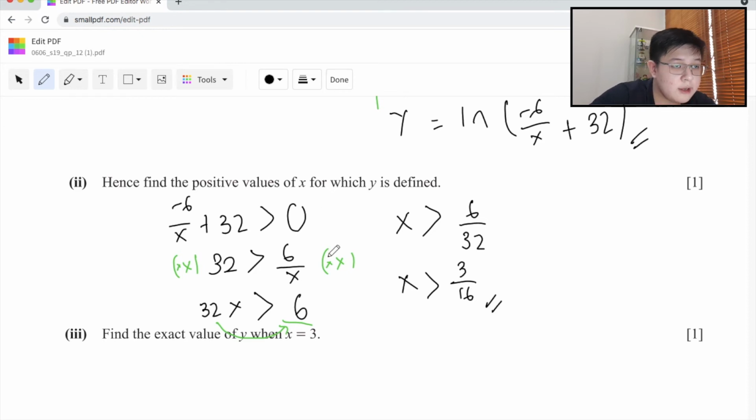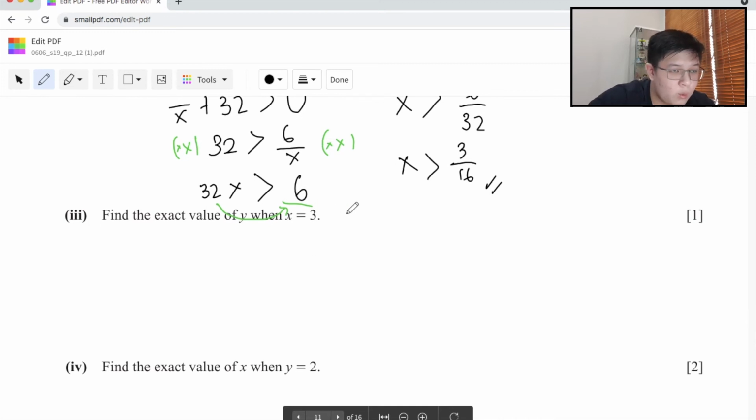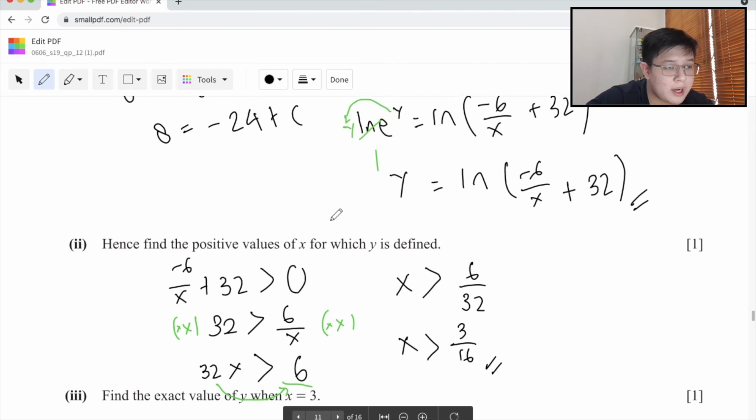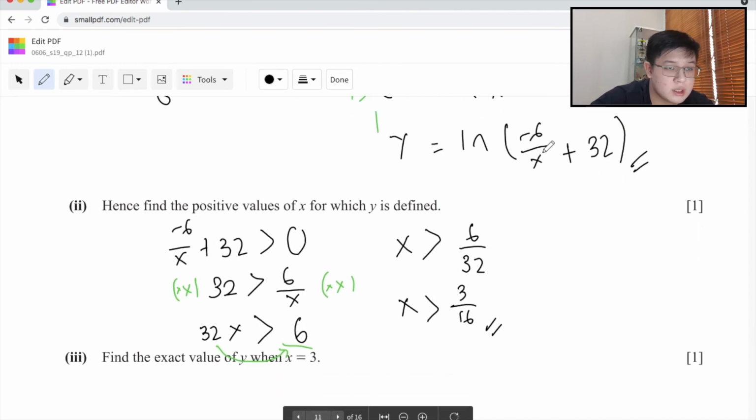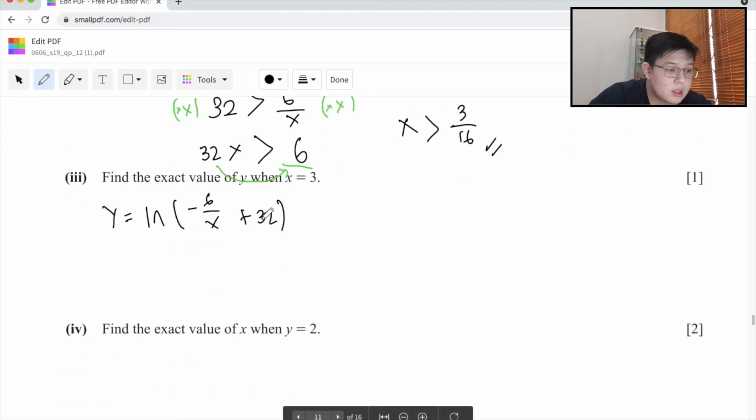Okay, next question. Find the exact value of y when x is equals to 3. Okay, so for this type of question, we should refer back to the y equation, which is at the top. y is equals to ln of (minus 6 over x plus 32). Okay, so find the value of y when x is equal to 3. So this question is pretty simple, so you just need to replace x with a 3 here.